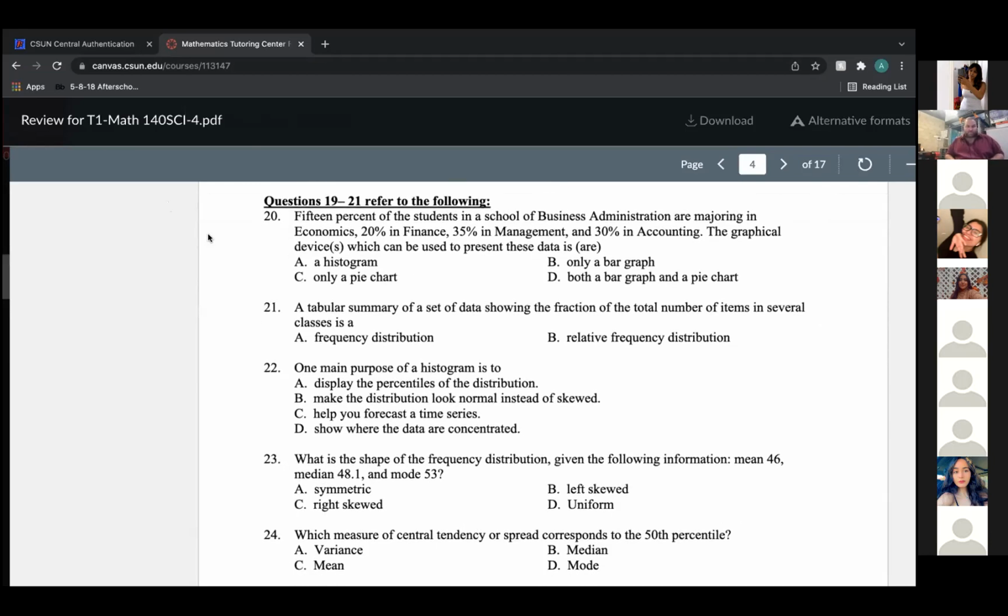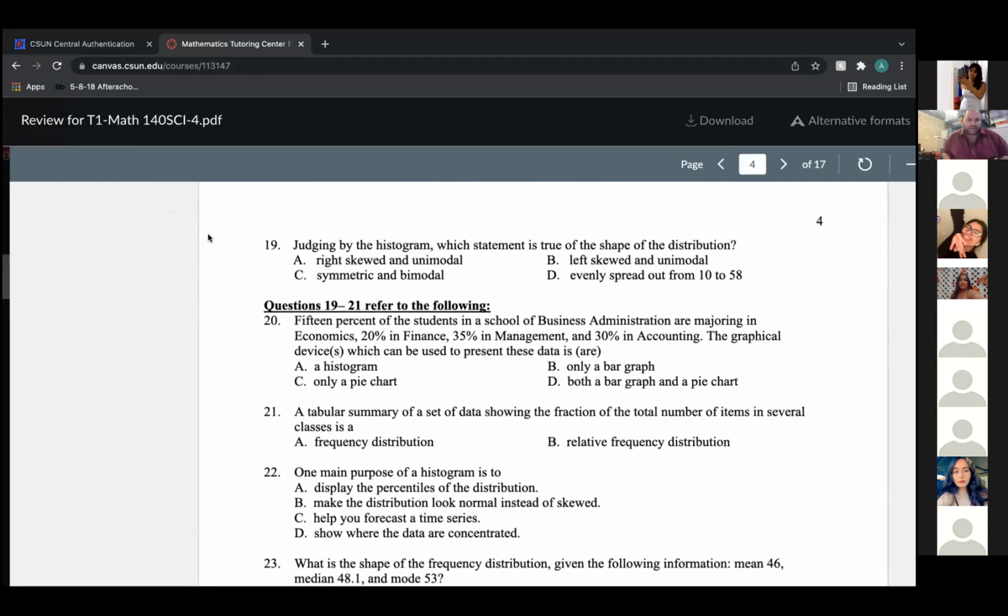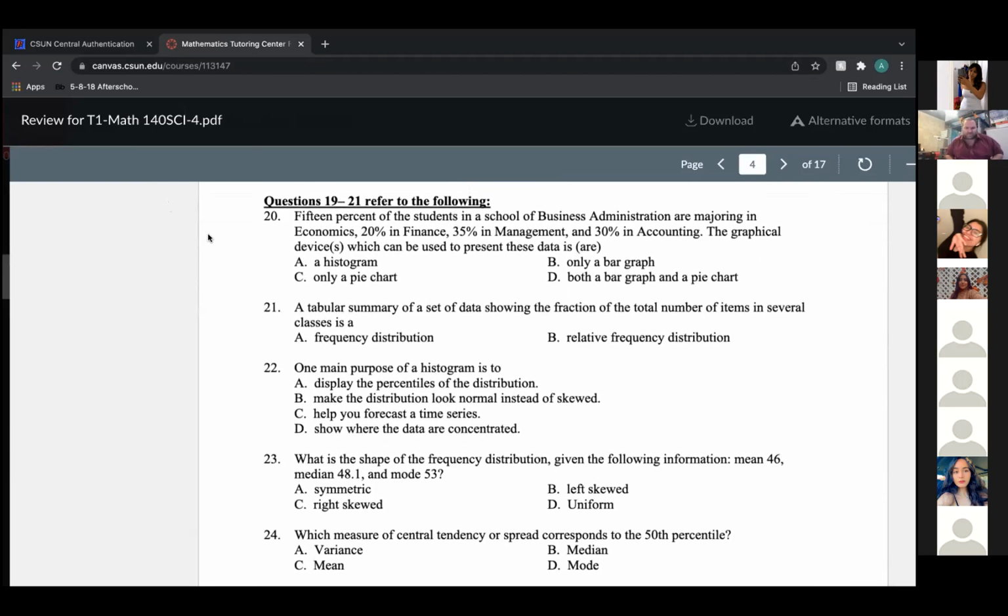Questions 19 to 21. Refer to the following. Well, if it's 19 to 21, then why are we doing 20 right now? Okay, well, that's another mistake. Anyways, 15% of the students in the School of Business Administration are majoring in economics, 20% in finance, 35% in management, and 30% in accounting. The graphical devices which can be used to present these data are, well, this is categorical data. There's four categories. We do not use a histogram for categorical data, so A is out. We do use a pie chart. We also use a bar graph, and therefore the answer is D, both a bar graph and a pie chart.